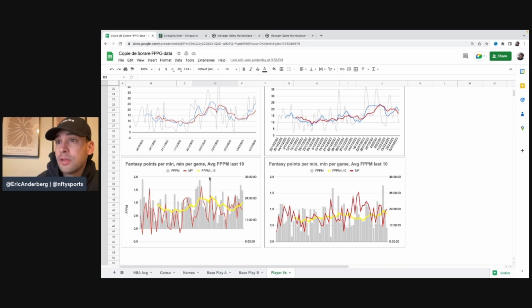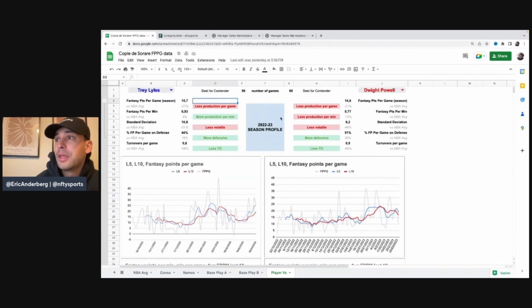So also down at the bottom, I really love this, the fantasy points per minute and fantasy points per game chart. So to the left is per minute, to the right is number of minutes played. So take a look at the chart compared to the number of minutes that they play. But what he comes up with here is a few things, okay? They're very close in terms of fantasy points per game, almost 15 for both over the season. So 15.7 versus 14.8.